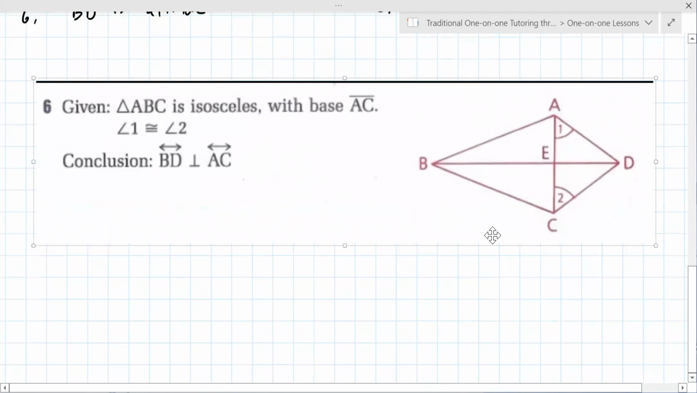All right, given, okay, triangle ABC is isosceles. There's ABC with base AC. That's really important. What that means is that AB and BC are congruent. It also means that the base angles are congruent like that. Not sure if that helps, but that's what we're doing. Okay. So the conclusion here, the thing that we're trying to show is that BD is perpendicular to AC. So kind of the same as the last one. We need to prove that the angle is 90 degrees.